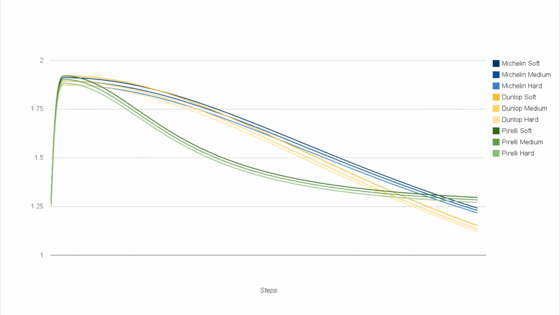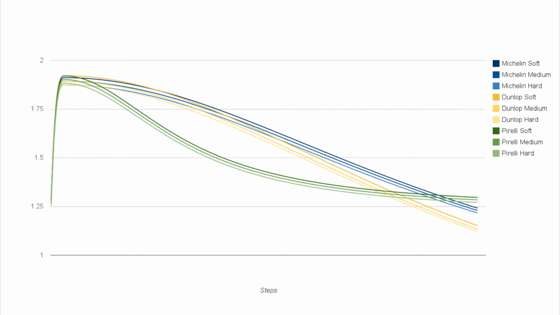where we can see that while the Michelin and Dunlop curves are quite similar, and the Dunlop curve starts a little higher with a little better grip on all 3 compounds, it quickly wears off and goes underneath the Michelin. And then what's really interesting is the Pirelli compound. It's significantly higher than the Michelin.